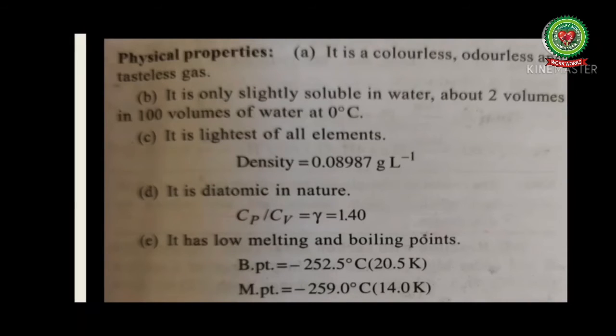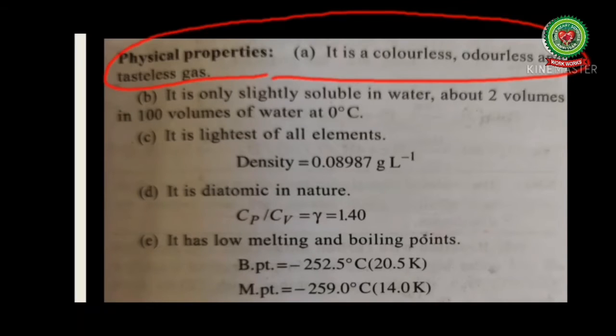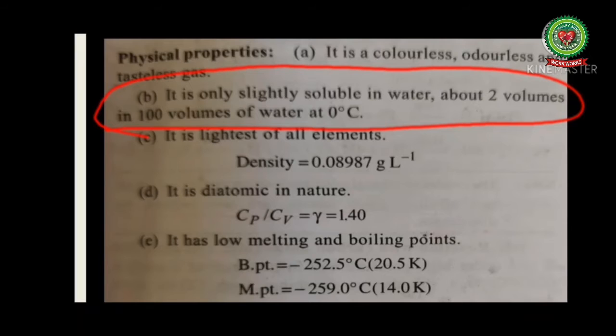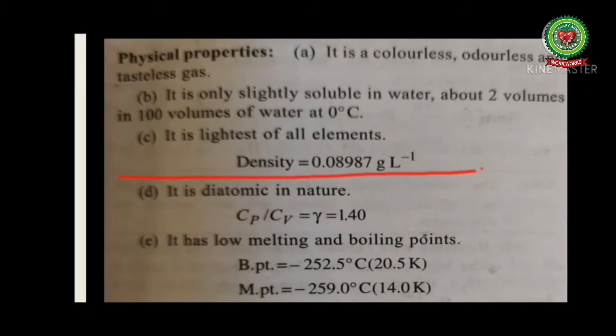Now let's discuss the physical properties of dihydrogen. It is a colorless, odorless and tasteless gas. It is only slightly soluble in water. It is the lightest of all the elements. You can see the density, it's very less. It is diatomic in nature and it has low melting and boiling points.